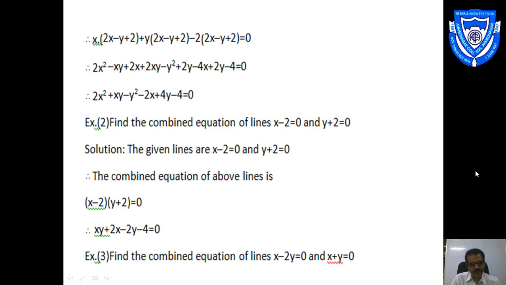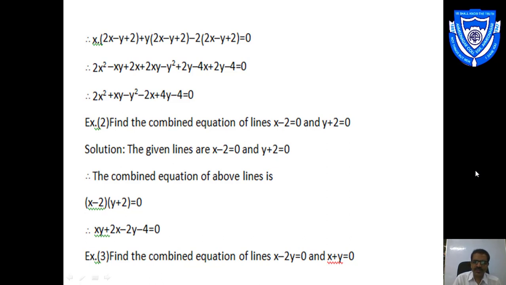Take the product of these two binomials: x into y, xy, x into plus 2, plus 2x, minus 2 into y, minus 2y, minus 2 into plus 2, minus 4 is equal to 0. Finally, the joint equation of the given pair of lines is xy plus 2x minus 2y minus 4 is equal to 0. Move to the third example.